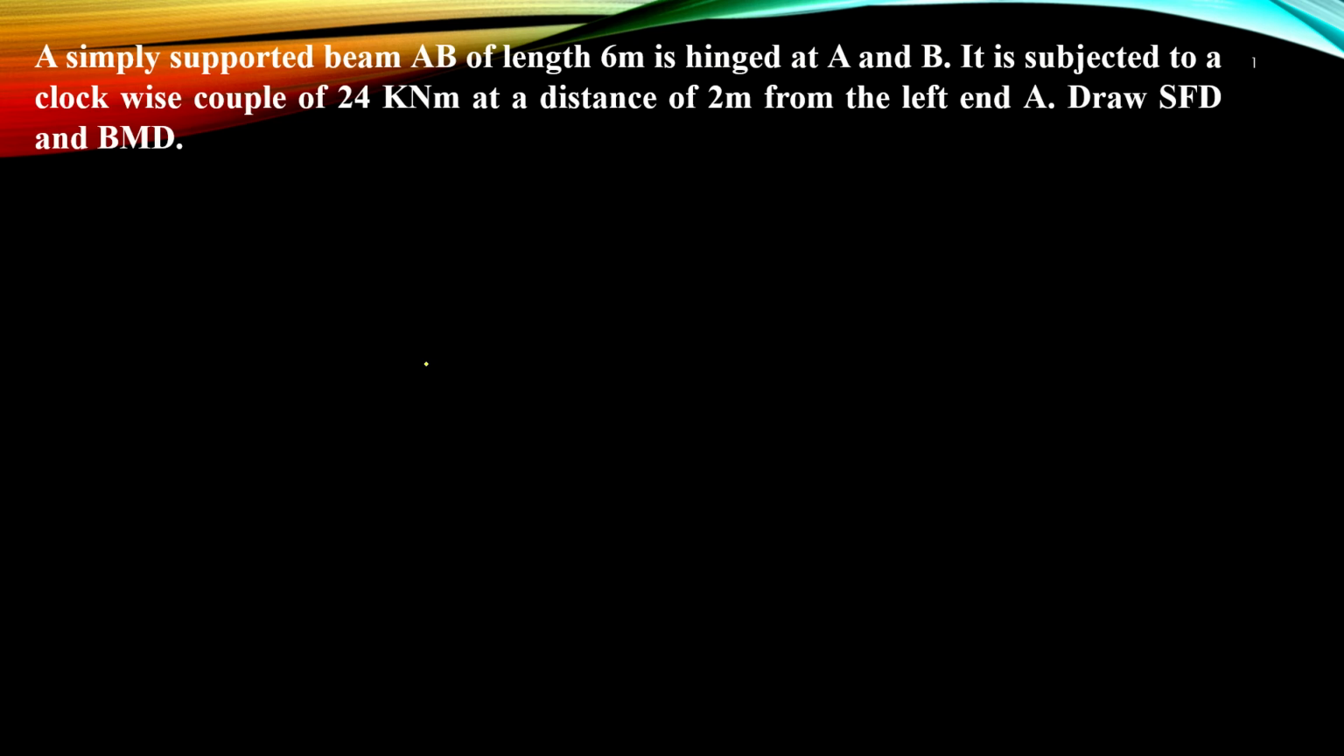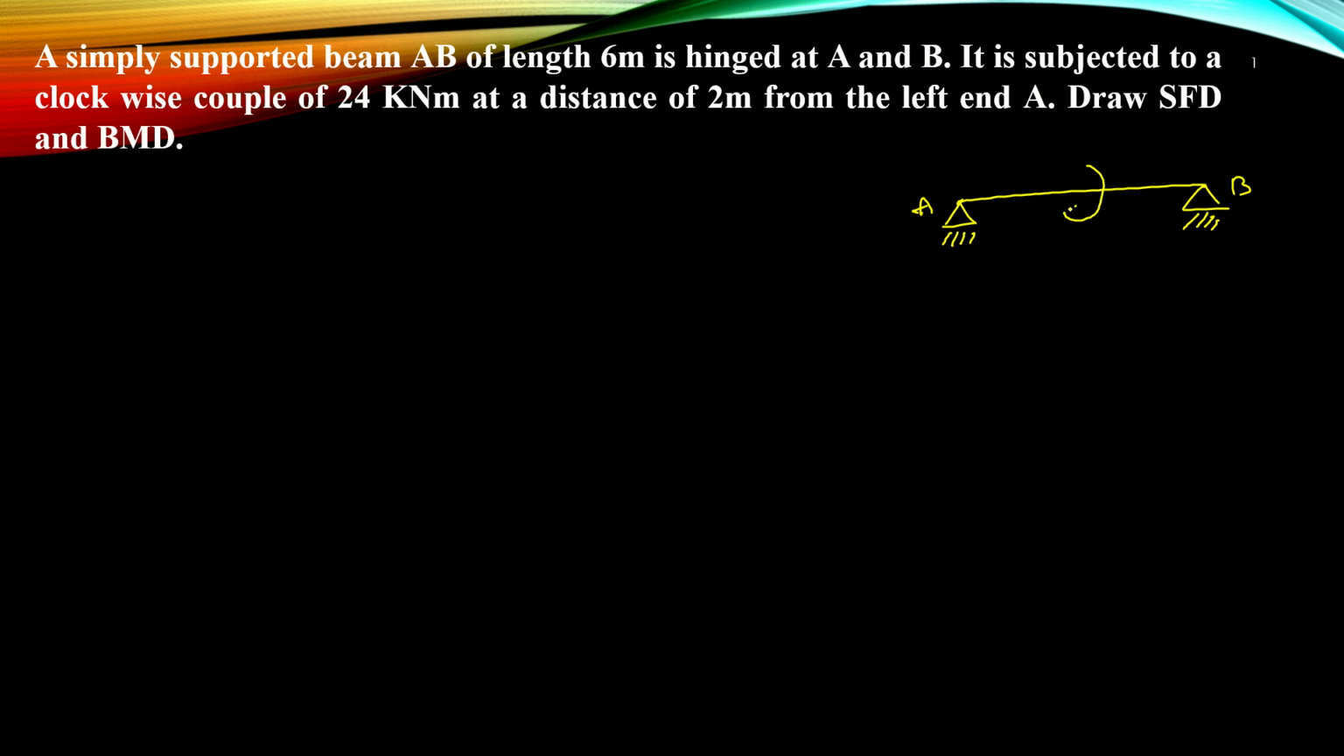Hello all, so in this video we will solve a problem for a simply supported beam carrying a couple. So the question is, a simply supported beam AB of length 6 meters is hinged at A and B. So basically we have a simply supported beam which is hinged on both sides. Let's say this is A and this is B, and it is subjected to a clockwise couple.